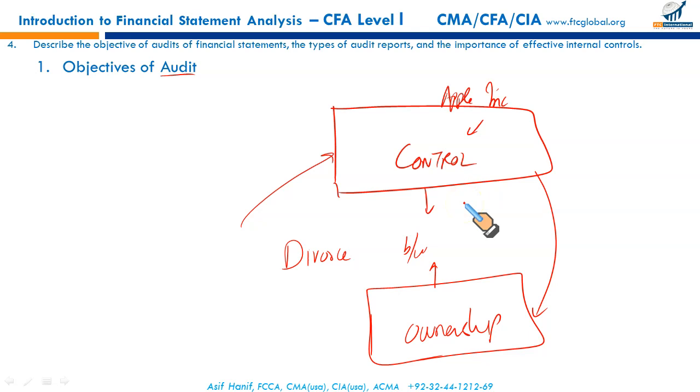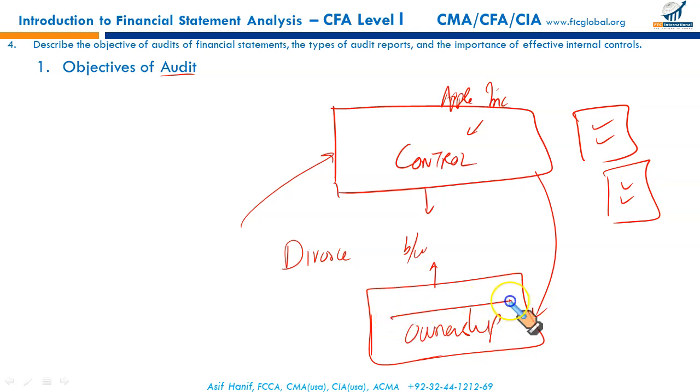If management is left alone to decide what is to be reported, what is not to be reported, they might always paint a rosy picture. Everything is perfectly fine. Owners may be deceived. In order to protect the interest of the owners, the shareholders, under the corporate laws, listed companies are required to get their financial statements audited by us, chartered accountants, ACCAs in England, CPAs in the US.